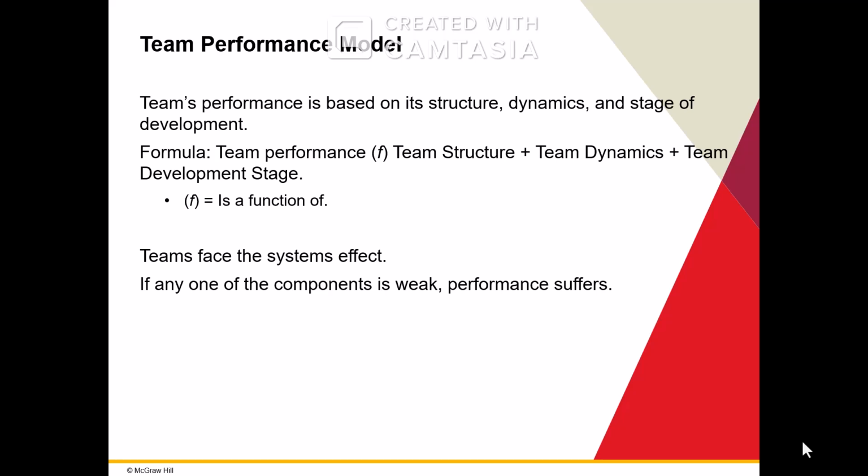A formula to calculate the performance of a team could be team performance equals team structure plus team dynamics plus team development stage. So teams face system effects. If any one of the components is weak, performance suffers, because as we know, a team is created based on a group of individuals. Any weak performance by any of the team members or team players will affect the whole team.